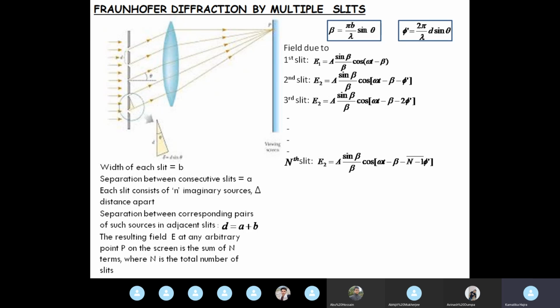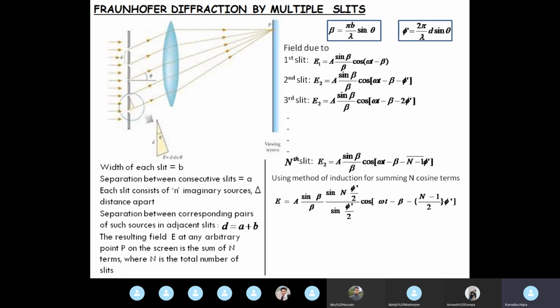So as I told you, the resultant field at the point P will be given by the sum of N such terms, and as in the case of single slit diffraction, we'll once again use the method of induction of summing N cosine terms, and the result that we get is this. A sin β/β is of course common, you take it out, and inside you get sin(Nφ'/2)/sin(φ'/2) cos(ωt − β − (N−1)/2 φ'). Okay, so this is the result.